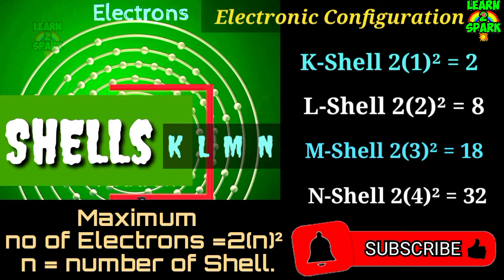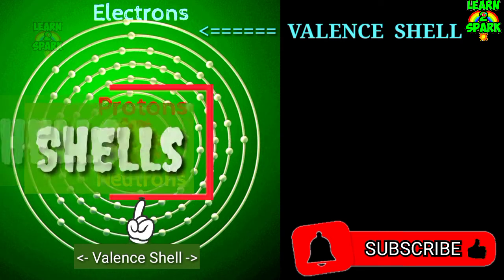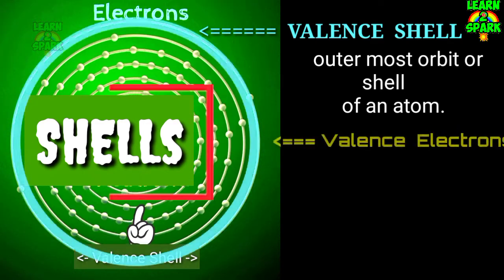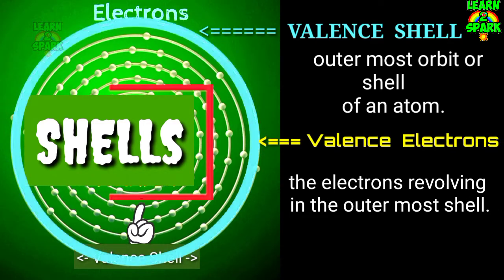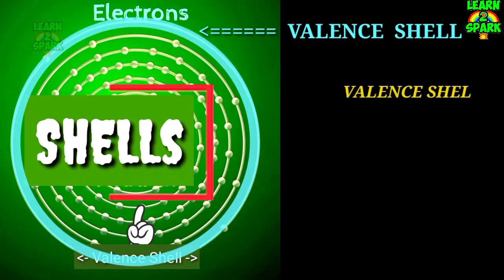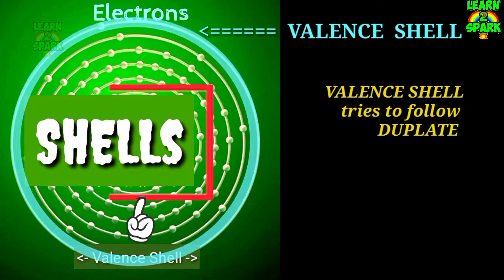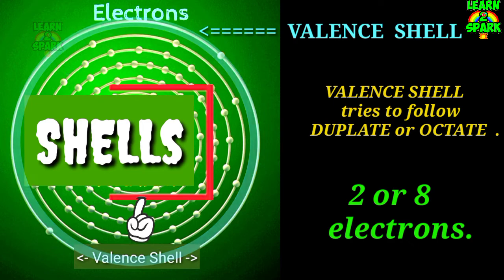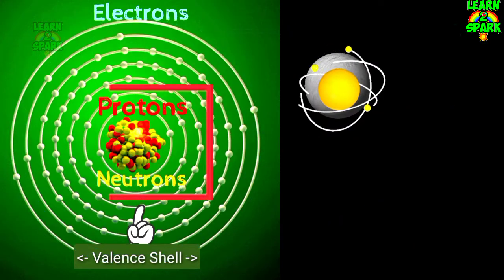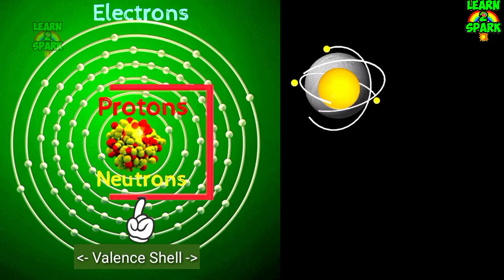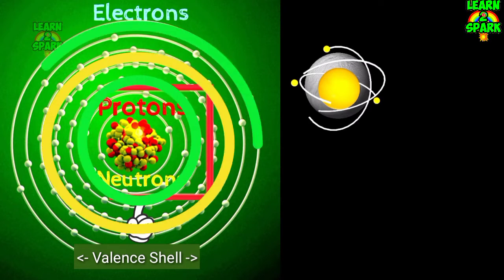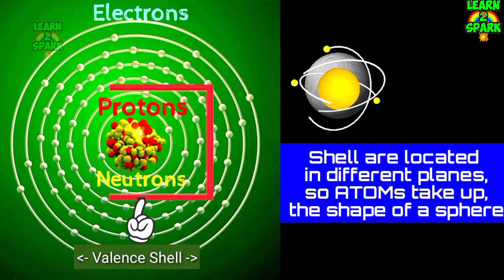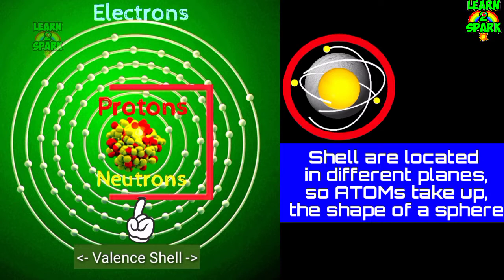Now let's get to know about the valence shell, which is the outermost orbit or shell of an atom. And the valence electrons are those electrons which are revolving in the outermost shell. Valence shell always tries to follow duplet or octet rule. Means it always tries to keep 2 or 8 electrons in the outermost orbit. Even though the orbits seem to appear to be in a same plane like concentric circles, in reality, these shells are located in different planes, so the atoms take up the shape of a sphere.